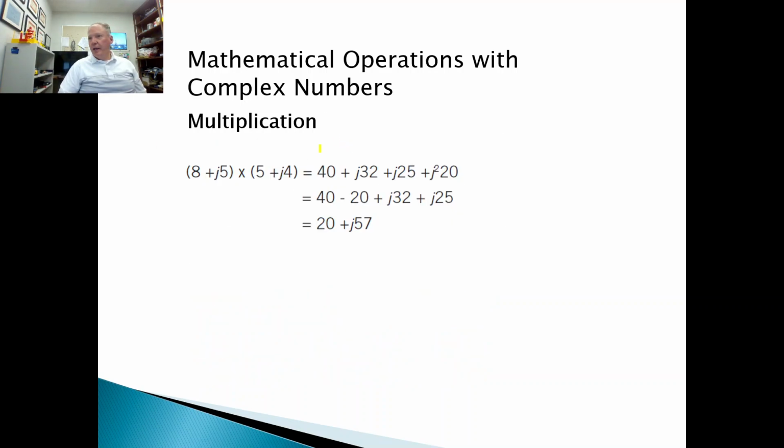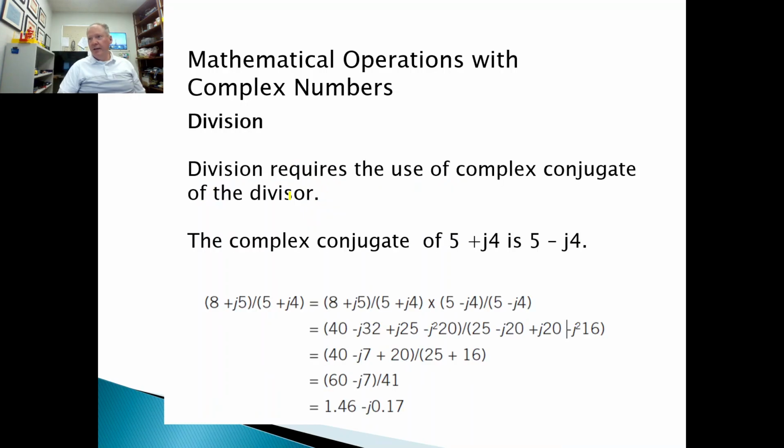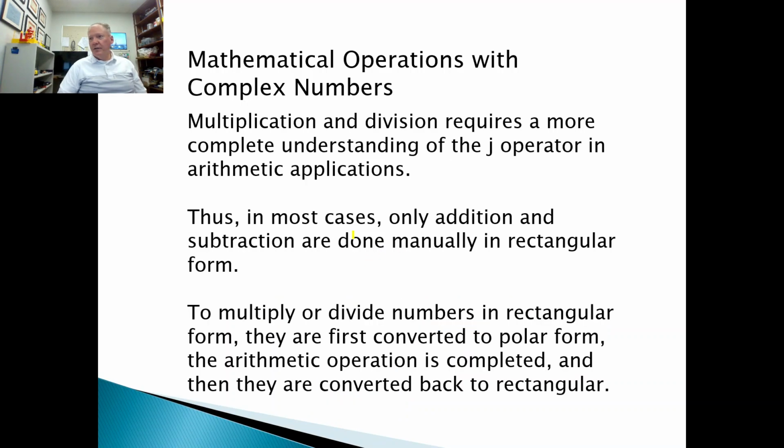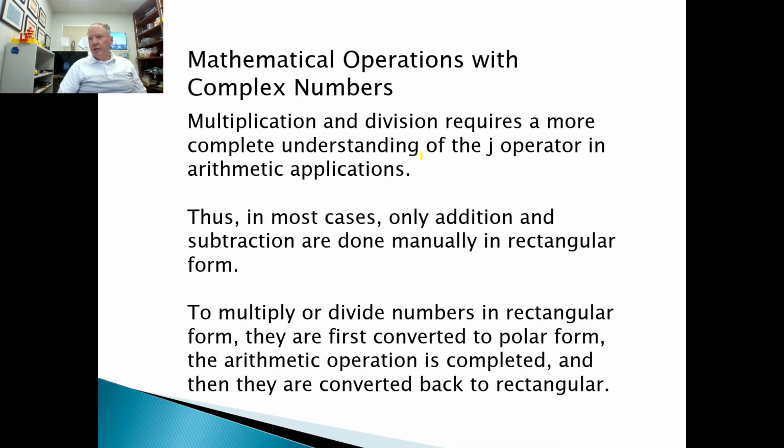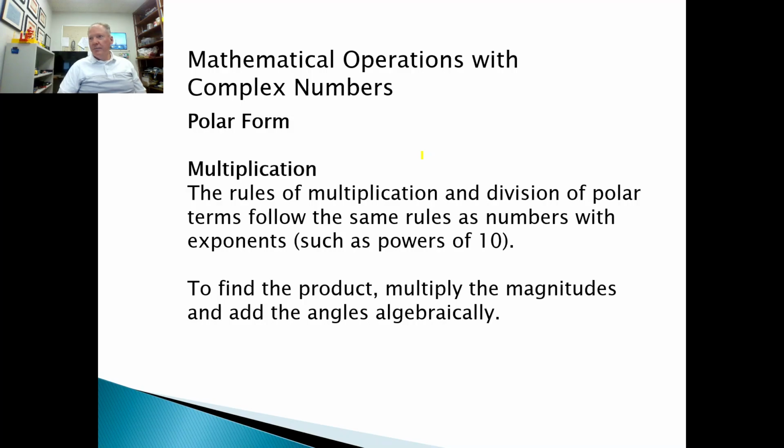And then you can do multiplications this way. If you take 8 times 5 plus 8 times j4 plus j5 times 5 plus j5 times j4, and then you get this negative j squared, and then you end up with the values there. Okay? But it's easier, and then division is there. But I'm going to tell you now, only add and subtract in the rectangular format, and then do your multiplication and division in polar.